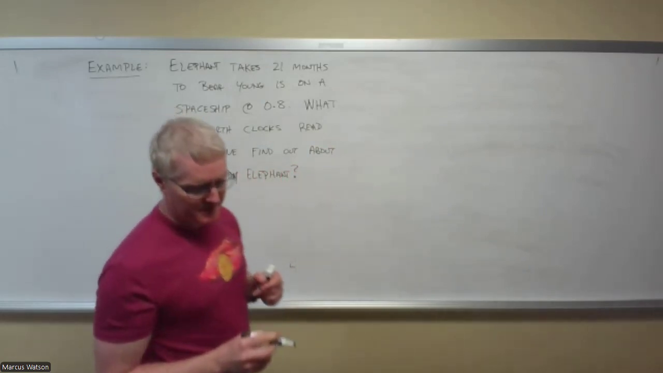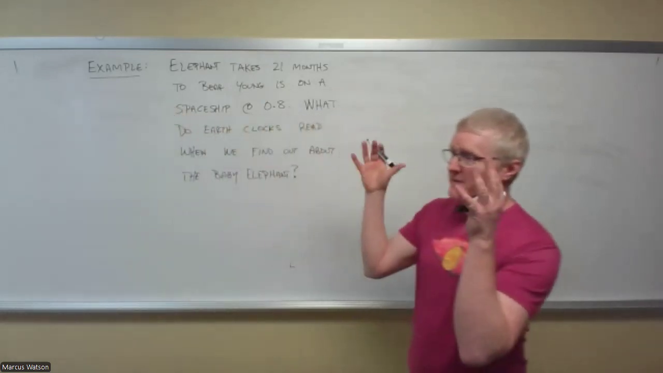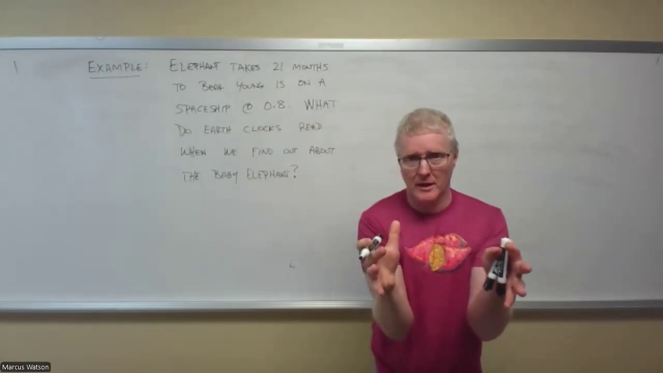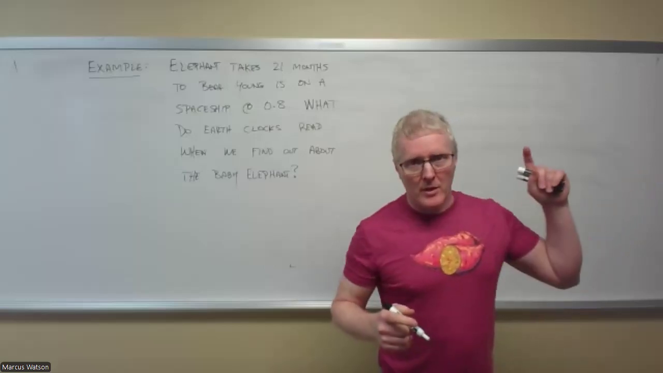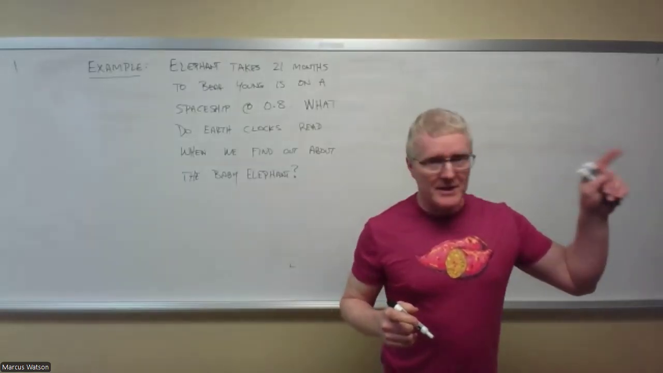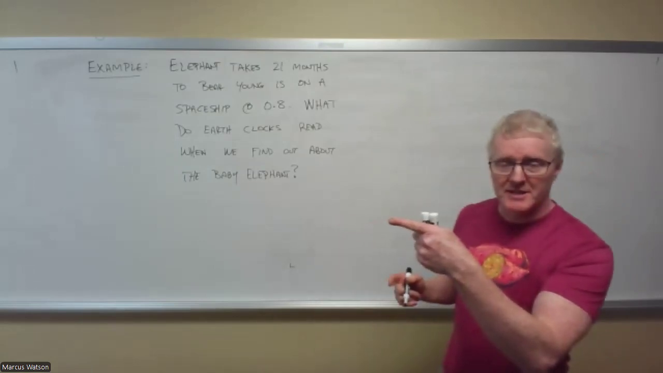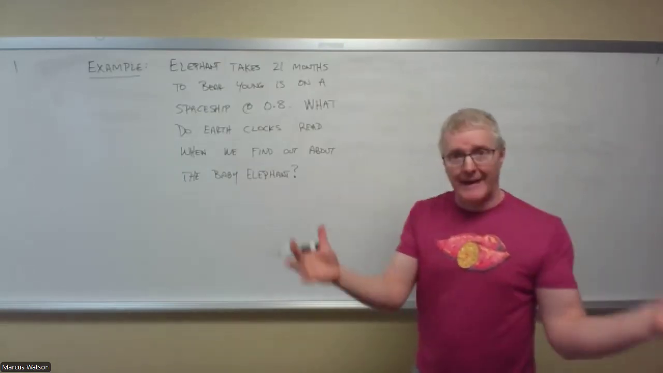All right, so what does this mean? Well, what this means is we've taken the elephant, we've put her on a spaceship. The spaceship's flying away. When the elephant gets born, they have to radio the signal back. So we have to take into account all that time.